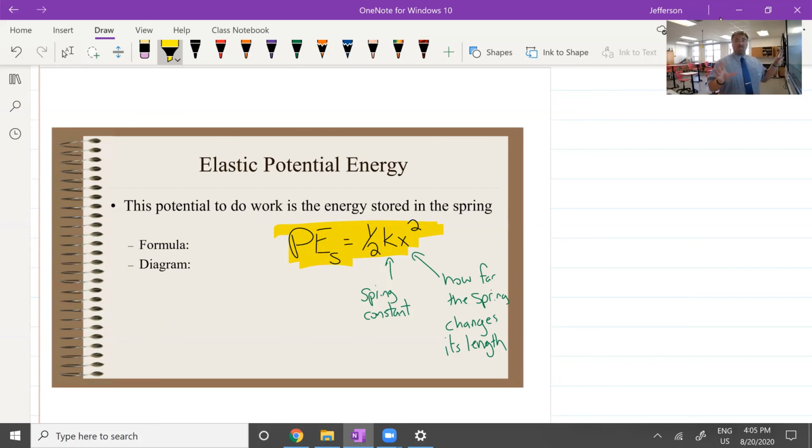So we're going to stop here. We're going to do lots of sample problems with this tomorrow and make sure we know the difference between potential energy, kinetic energy, and how work factors into all of it.